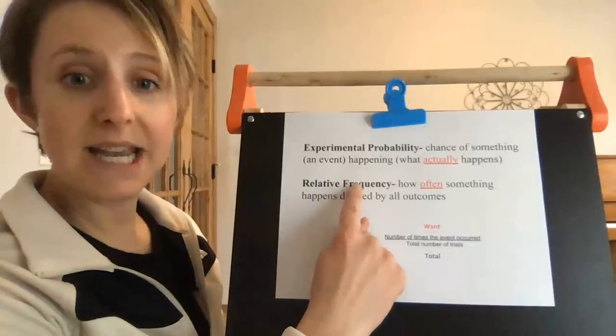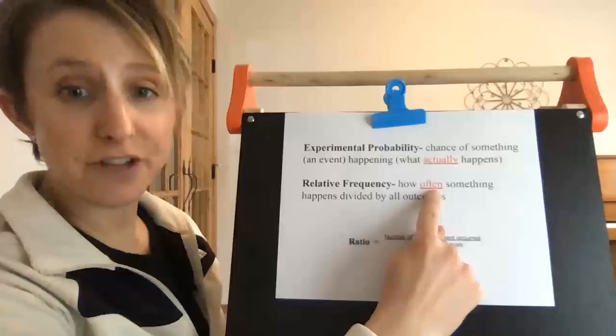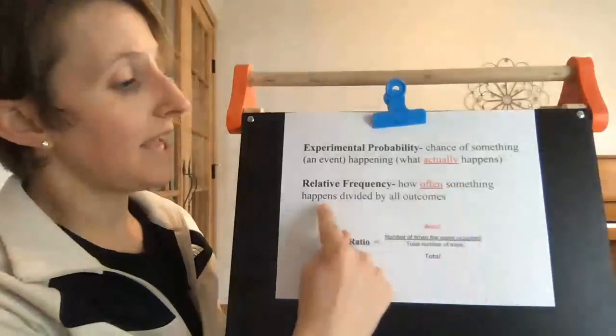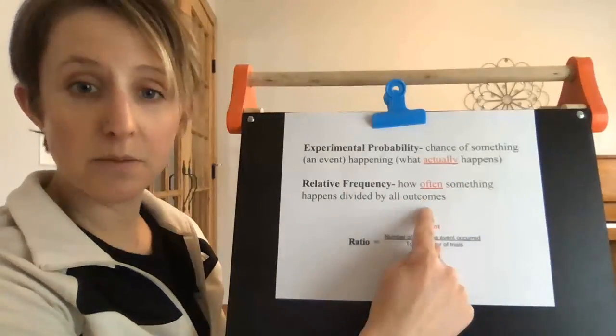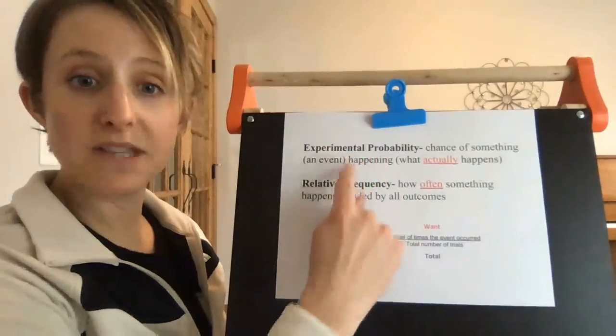Relative frequency is a synonym for experimental probability. It is how often something happens divided by the outcomes. So another name for relative frequency would be experimental probability. They're one and the same.